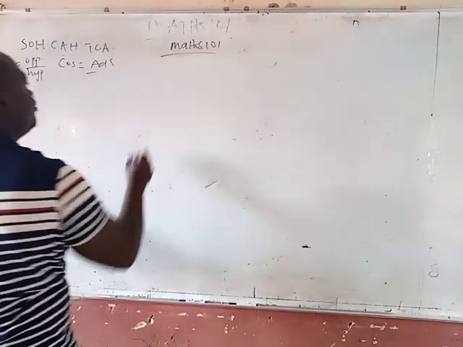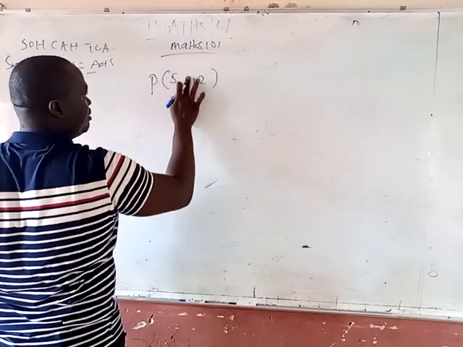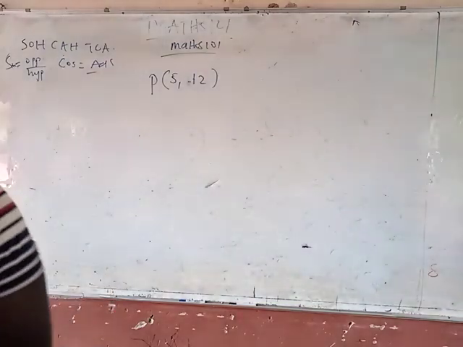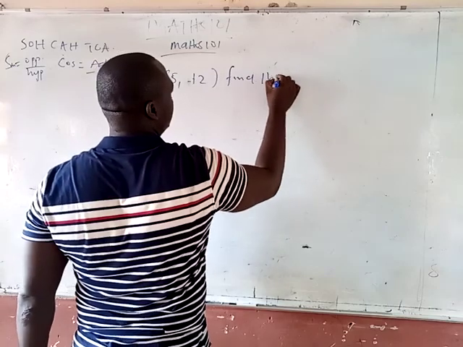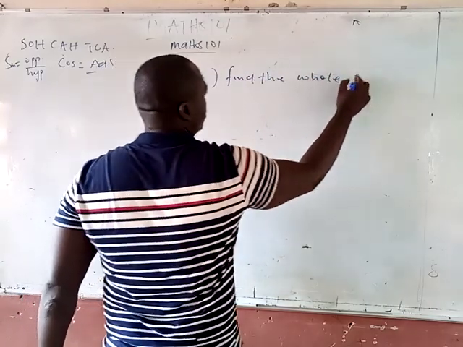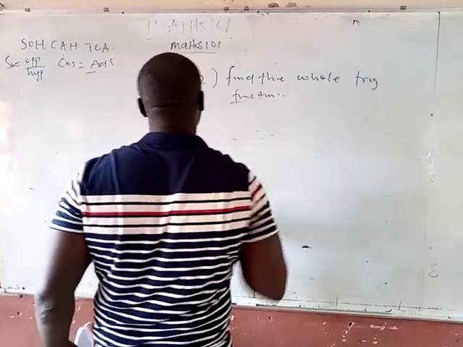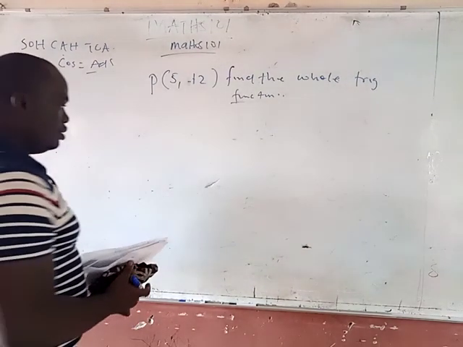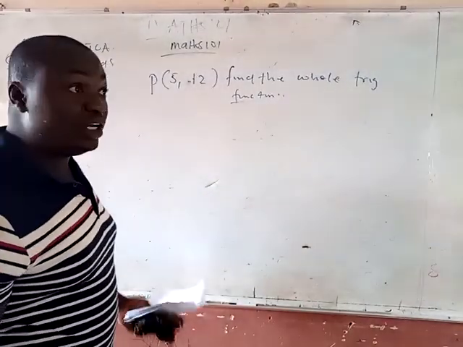Now, what if I give you a point 5, minus 12? Remember, it's 5, minus 12. And I ask you, find the whole trig function. And you already know the whole trig function, right? Good. Now, what are you going to do? Remember, under coordinate geometry, we have already done it.